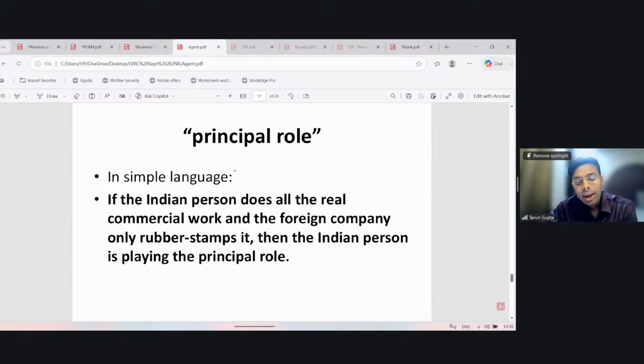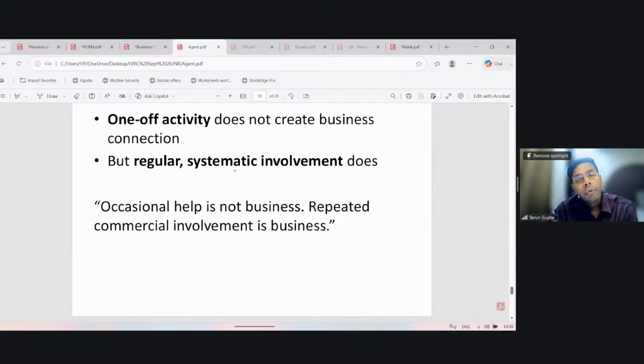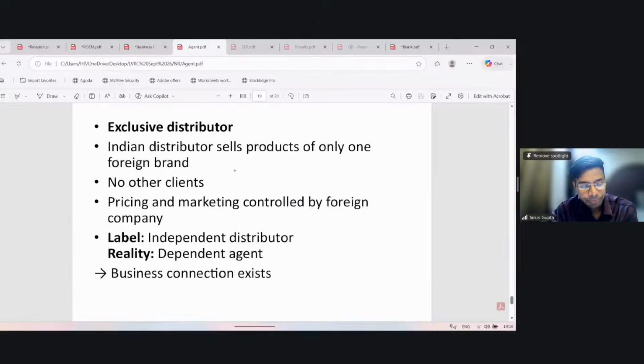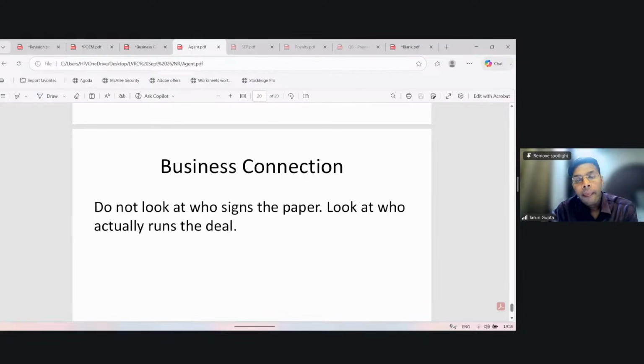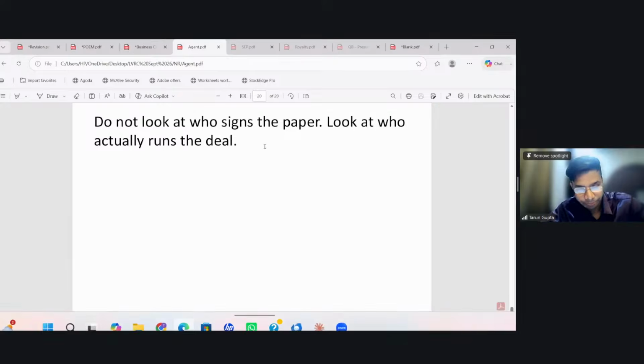Principal role means if the Indian person does all the real commercial work and the foreign company only rubber stamps it, then the Indian person is playing the principal role. We are looking for habitual activity, not one-off activity. For business connection, do not look for the person who actually signs the paper. Look at the person who actually runs the deal, right?